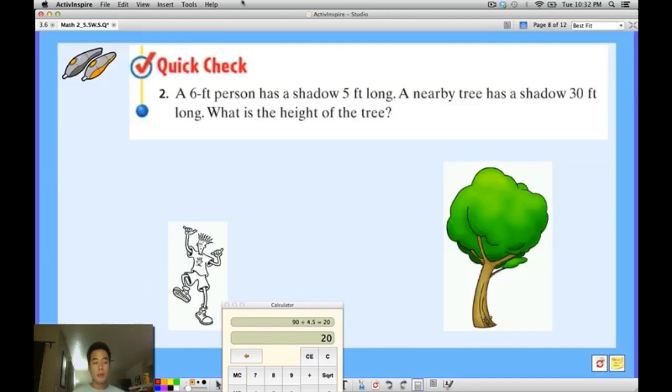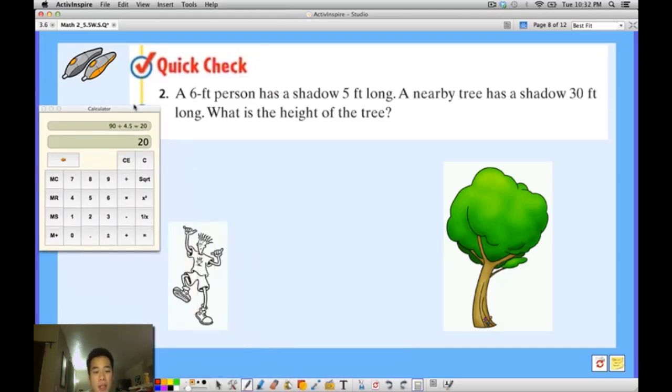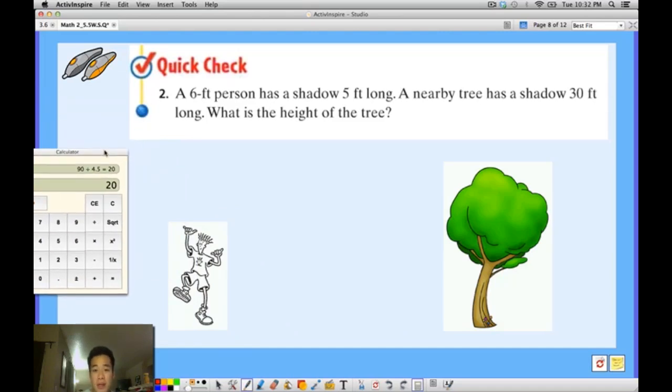Okay? Another one. A 6-foot person has a shadow of 5 feet long. A nearby tree has a shadow of 30 feet long. What is the height of the tree? So what I want you to do now, pause this video, sketch the picture with the units on it, try it to find the height of the tree, and then push play to see if you got the same answer. I'm going to go ahead and just do it real quick.